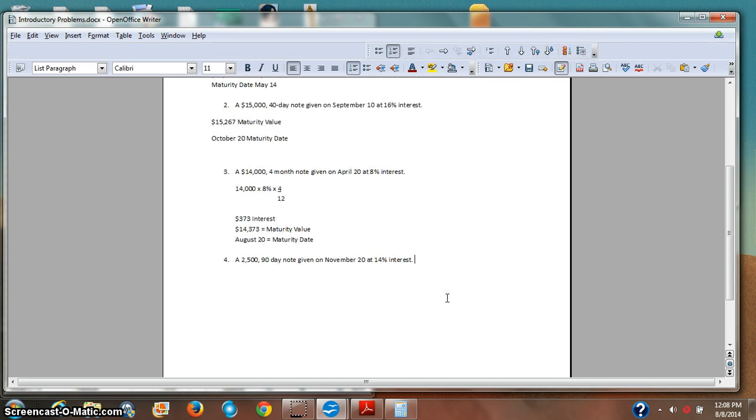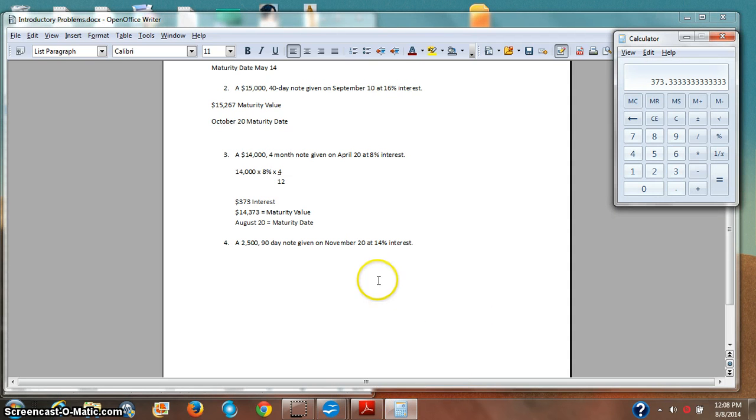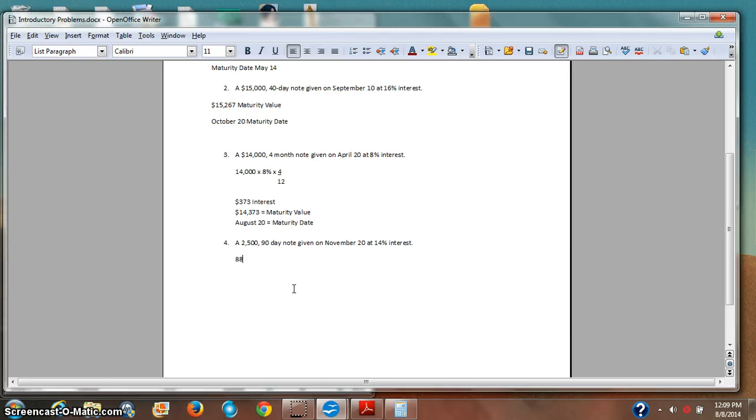And then last but not least, we're going to do this one here. This one's a little bit interesting, and I'll show you why in just a minute. We've got a $2,500 note at 14% interest, and it's a 90-day note. So this one, again, these calculations are pretty straightforward. We've done stuff like it before. We've got 2,500 times 14% times 90. Since it's in days, we're going to divide it by 360. This one here is going to have, we'll say, $88 in interest. So $2,588 is the maturity value.